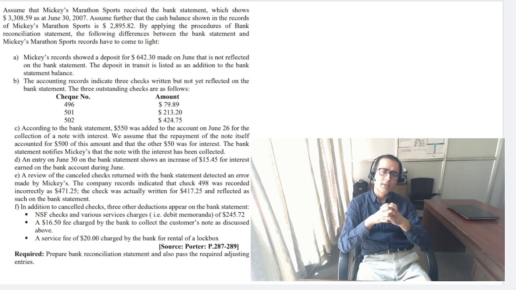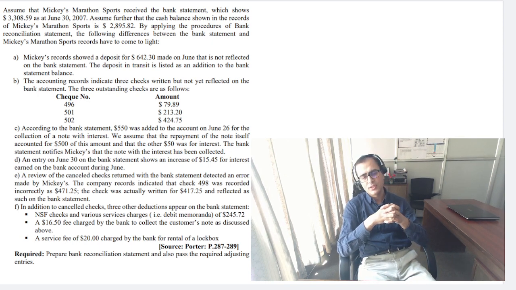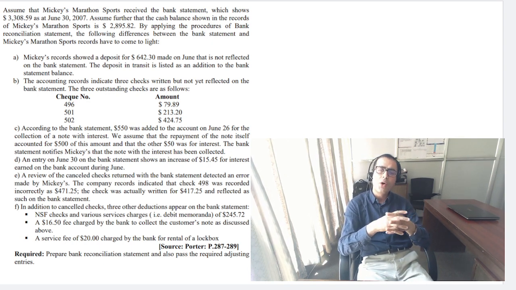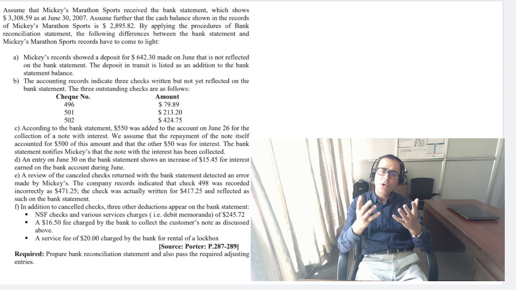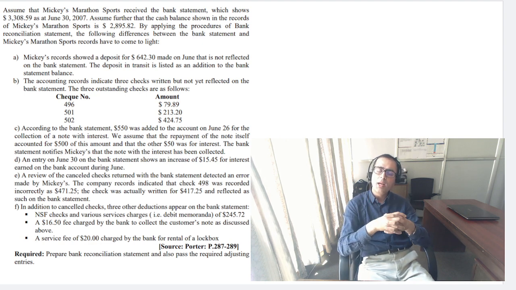the company record, that is the cash book, and the passbook. There are so many reasons, like deposit in transit, outstanding deposit in transit, which means check or cash sent for depositing but not deposited, friends. That is a deposit in transit. Then outstanding check: check issued but not presented for payment. Simply put, it could also be an NSF check, not sufficient fund check.